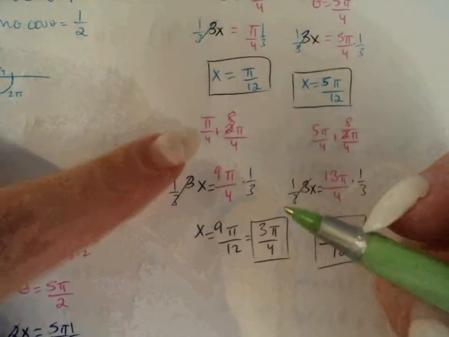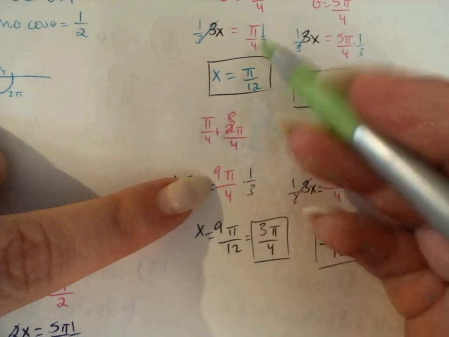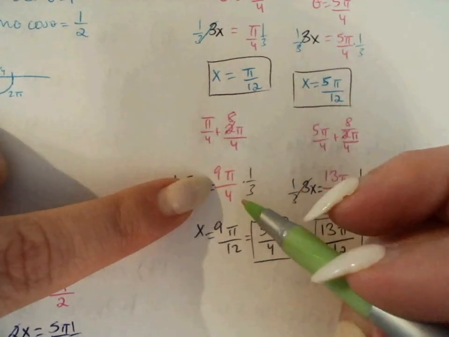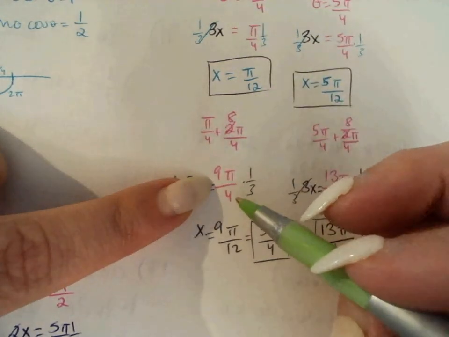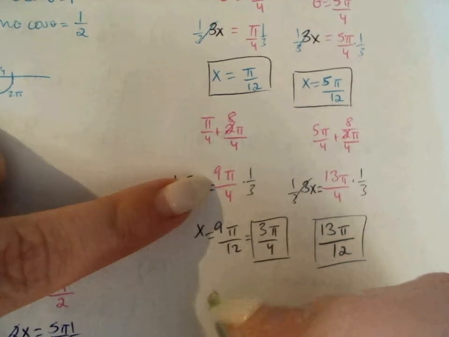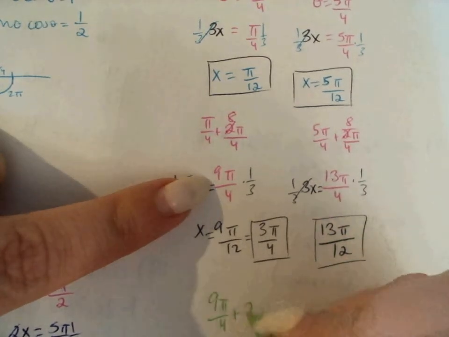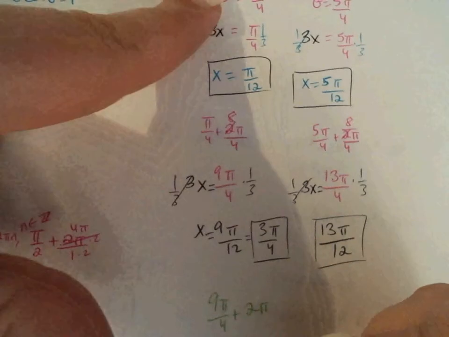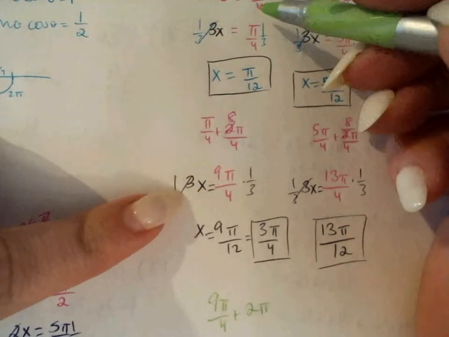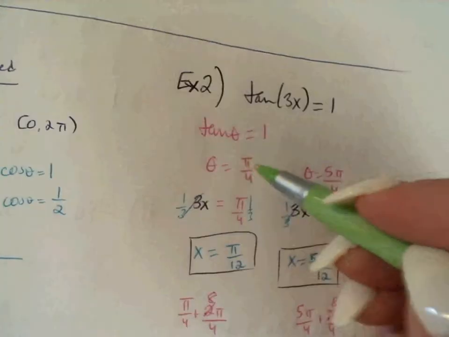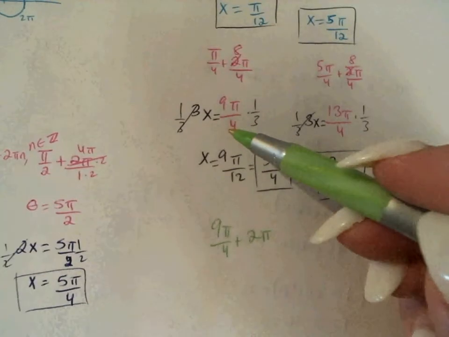We're going to take 9 pi over 4, because last time we took pi over 4, and then we added 2 pi. Now we're going to take 9 pi over 4, and we're going to add 2 pi again. Because remember, it's all the angles when theta equals pi over 4, tangent of that angle. Tangent of 9 pi over 4.